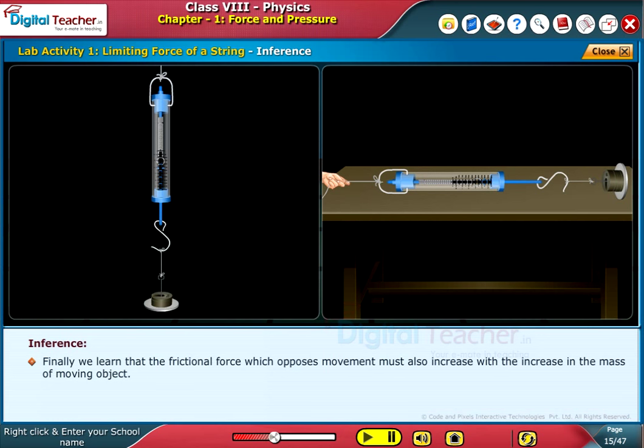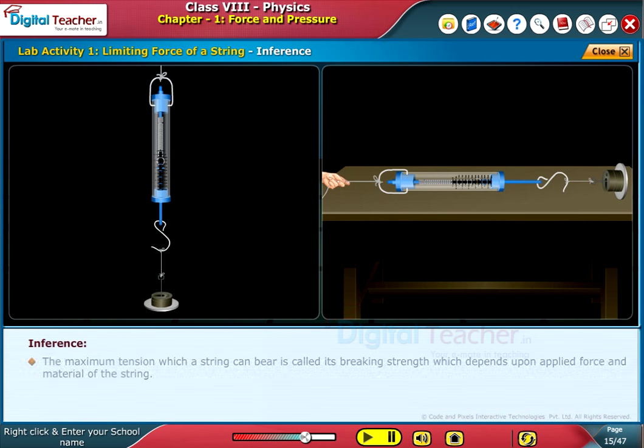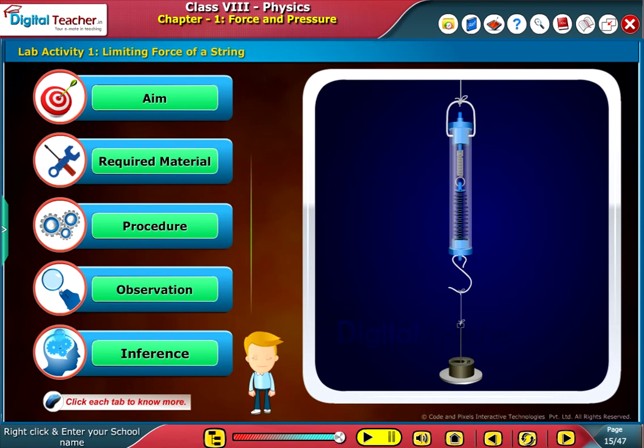The limiting force that a string can bear is the maximum load that we can hang from it without breaking it. The maximum tension which a string can bear is called its breaking strength, which depends upon applied force and material of the string.